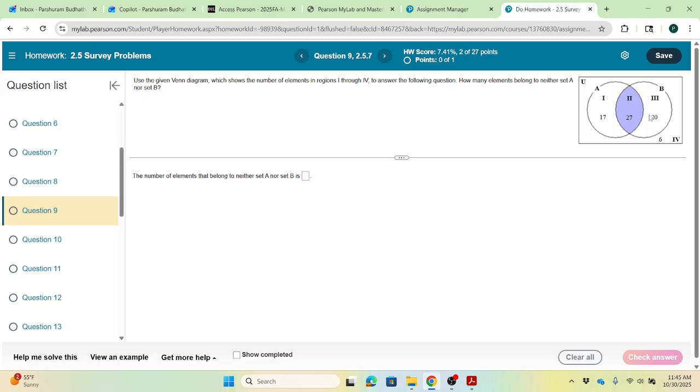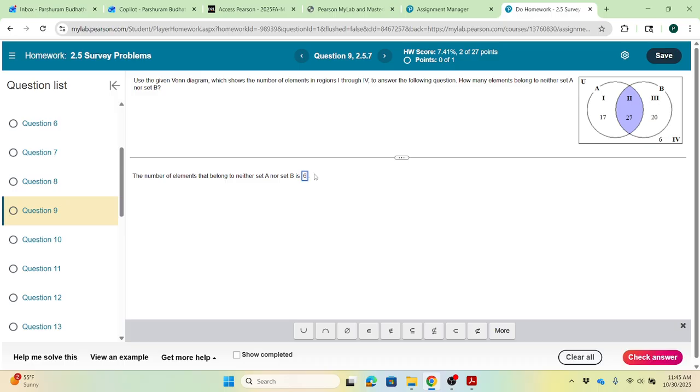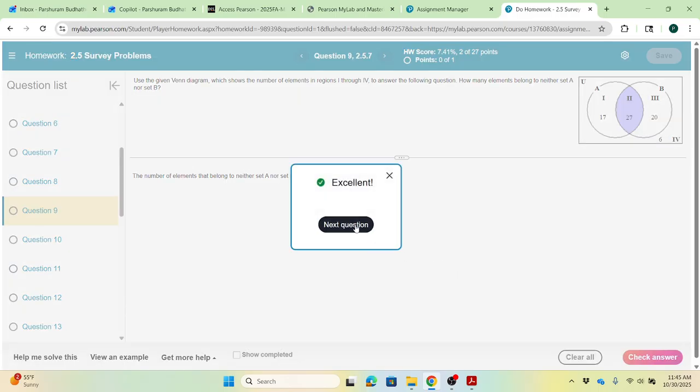Use the given Venn diagram which shows the number of elements in regions. So that means there are 17 in region 1, 27 in region 2, 20 in region 3, and so on. How many elements belong to neither set A nor set B? So that is 6 because it's outside. 6. It's outside both of them.